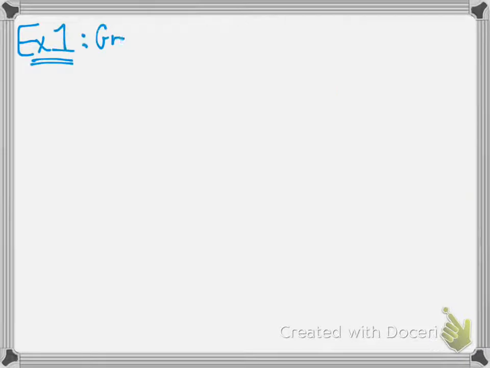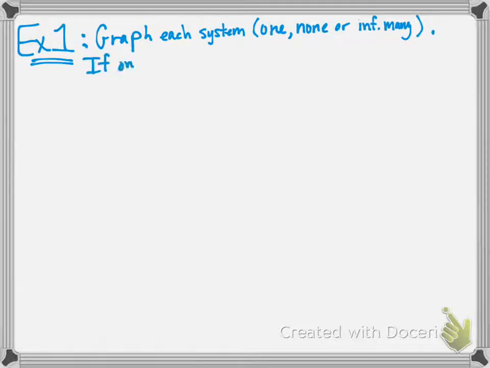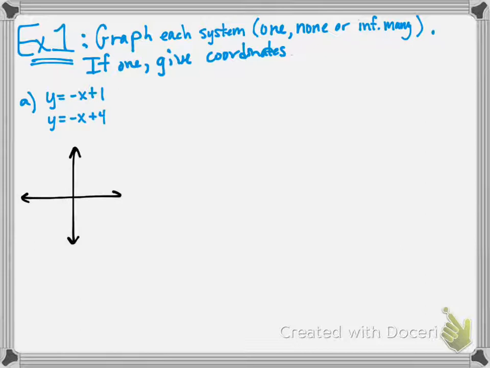Example 1 wants us to graph each system of equations. So remember, there's going to be one solution, no solution, or infinitely many solutions. And if there is one solution, always give the coordinates. So write down x comma y as the answer. Our first system is, do you guys notice something there? We've got y equals -x plus 1 and y equals -x plus 4. Some of us might look at this and say, I don't even have to graph this. I know that there's no solution. They're not the same equation, so it's not infinitely many, but they do have the same slope.